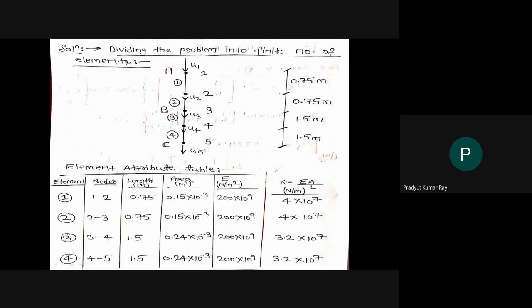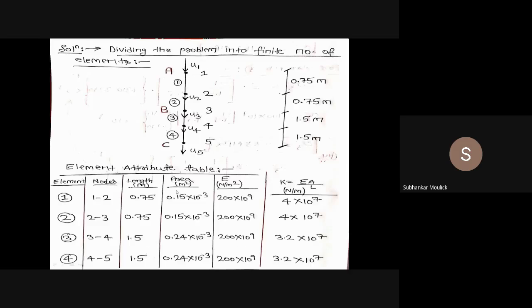I have told you that the number of nodes will be equal to the number of elements plus 1. Since the number of elements in this problem is 4, the number of nodes is 4 plus 1, that is 5. Is it clear to all of you? Any doubt in the number of nodes? No, sir. Okay, fine.